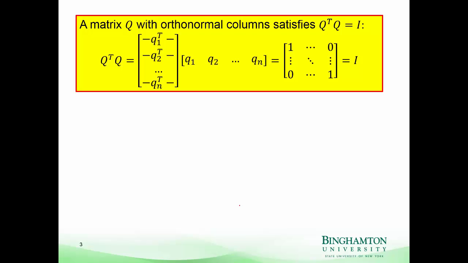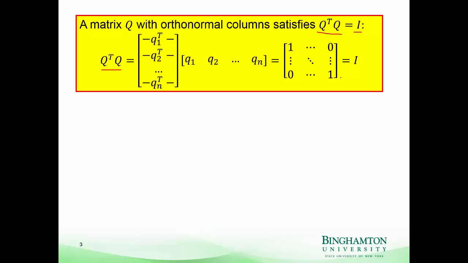And this is just showing what happens when we form such an orthonormal or orthogonal matrix with orthonormal columns. The Q transpose times Q gives us the identity matrix, and you can see why that is. When we do Q transpose times Q, each element is the inner product between one row and one column.